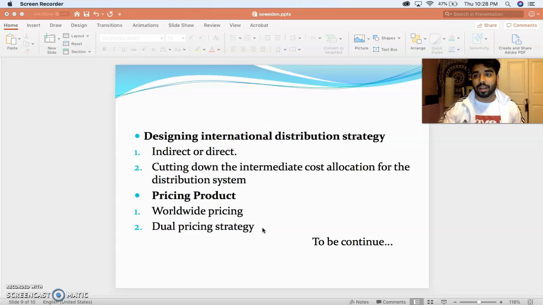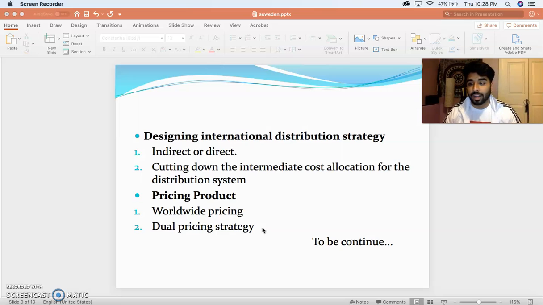First comes the dual pricing strategy. So dual pricing strategy is the practice of setting different prices in different countries for the same product or service. It is the most often aggressive tactic used by manufacturers to take market share away from the competitors. It is necessary to offset additional costs of doing business in the foreign markets.